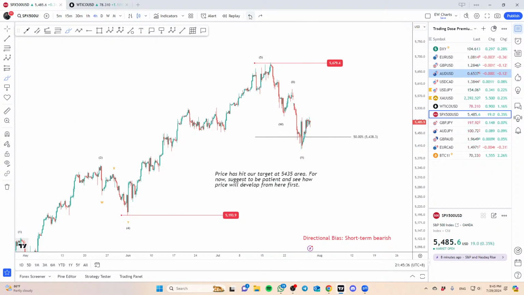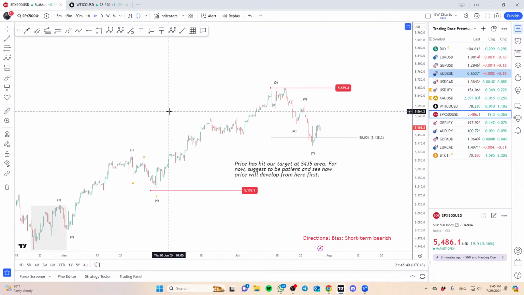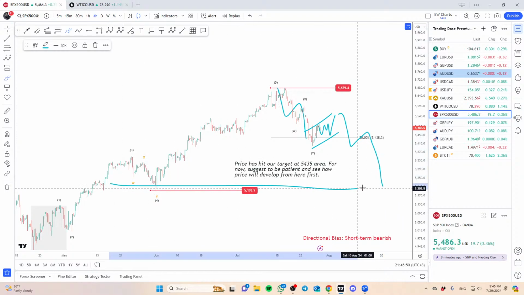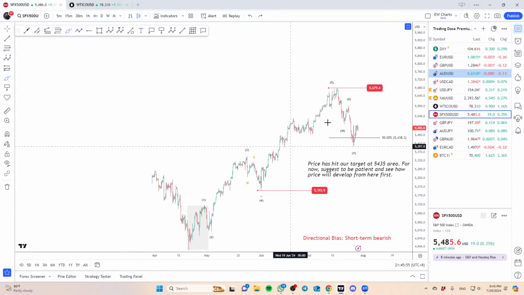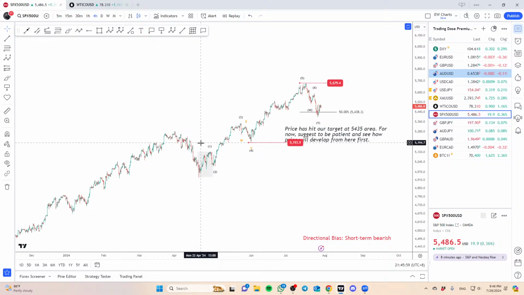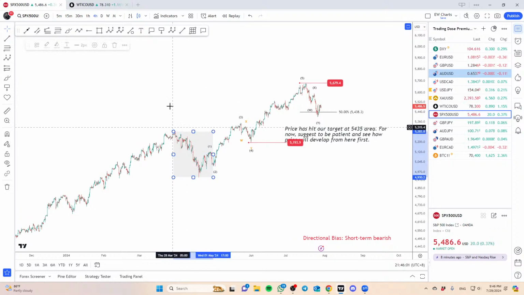It's a little bit too early to say that the correction may have completed, because what we can also see from here is that this can just be a corrective retracement to correct this 3-wave cycle, and then we can also still see another 3-wave move down to retest that area. Very, very possible.